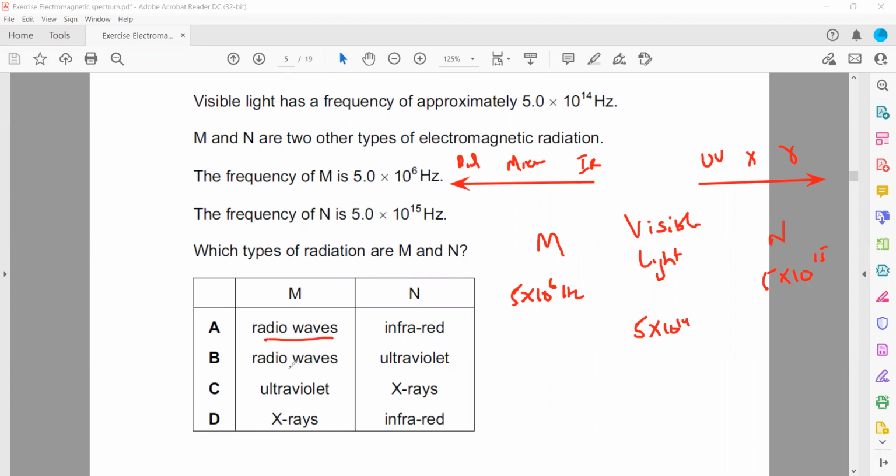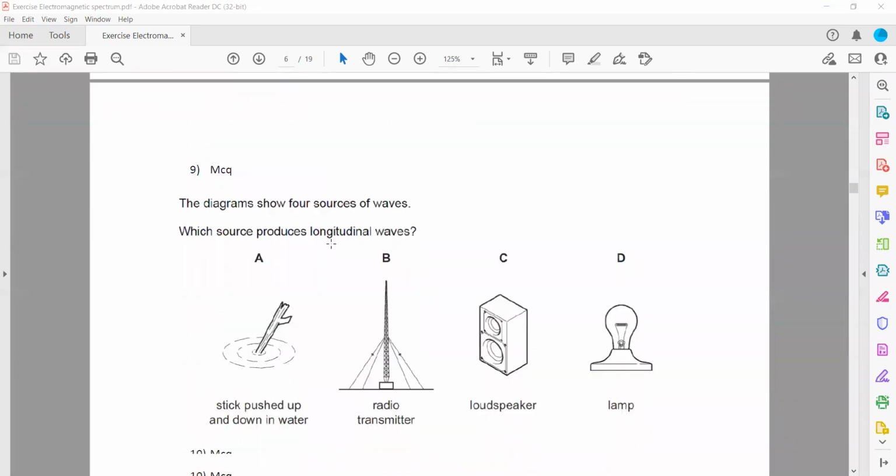So either A will be the answer or B will be the answer. Then N can be ultraviolet, X-ray or gamma. So it cannot be infrared. So B is the right answer, because N can be ultraviolet, X-ray or gamma, and the only option in which N is ultraviolet is between A and B. So ultraviolet is the right answer, because it has a higher frequency compared to that of visible.